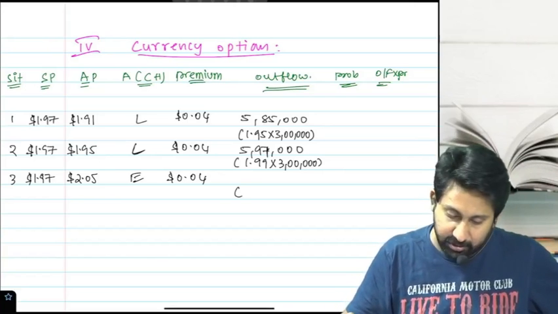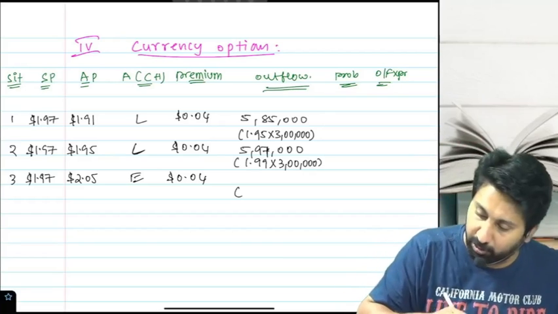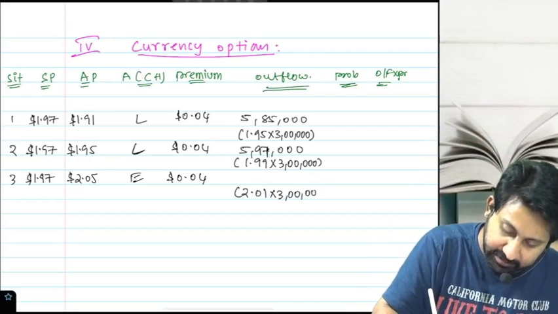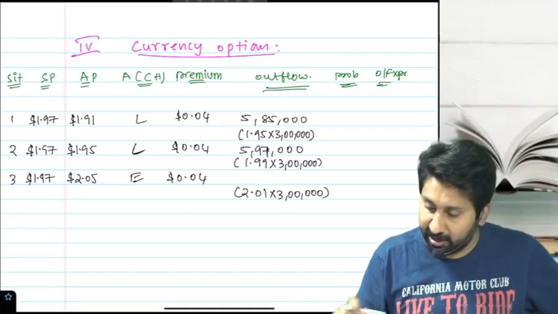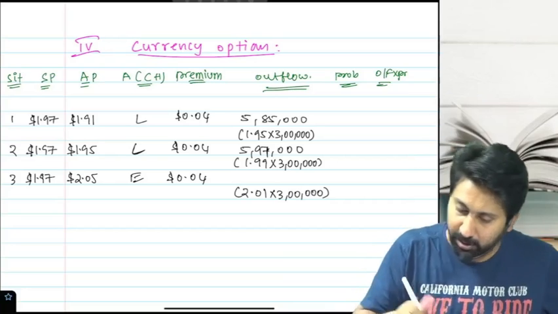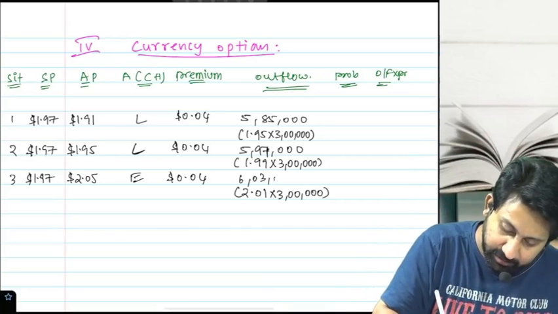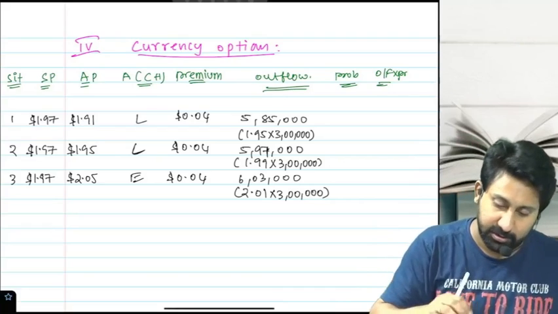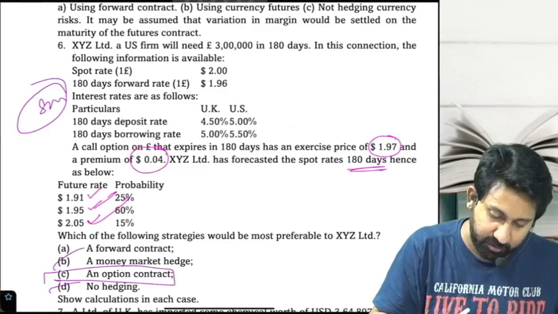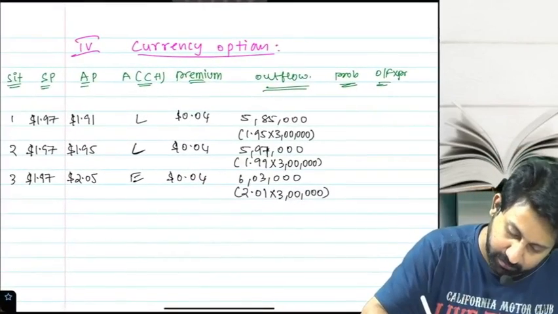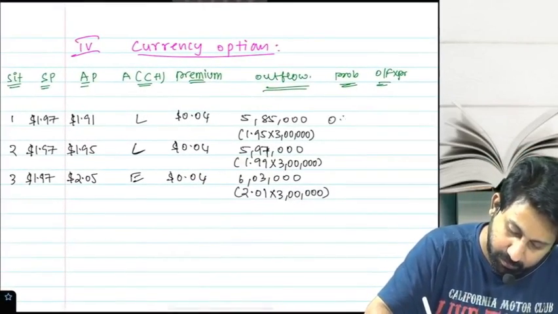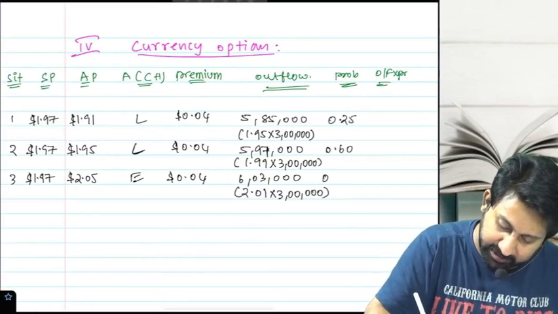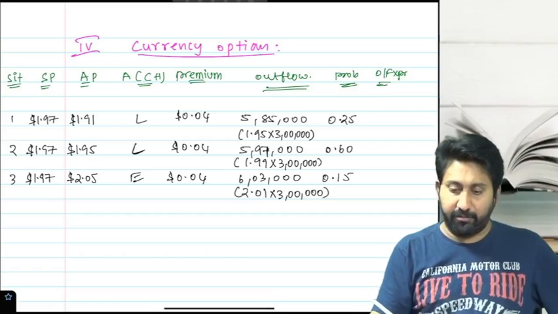1.97 plus 0.04 will come to 2.01 into 3 lakhs, which will finally come to 6,03,000. Is this guaranteed or probable? Probable, the chance is there. So how much is the probability? 0.25, 0.6 and 0.15.